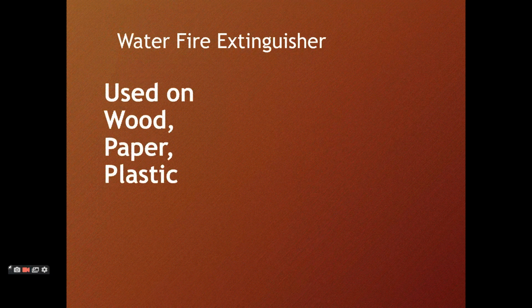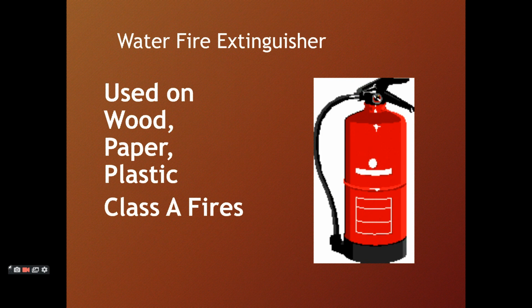So water fire extinguishers, where can we use them? We can use water fire extinguishers on wood, paper, plastic, all the solid materials. That is class A fire. Whenever you are using any water extinguisher, please make sure that you don't use it on any liquid fire, any gas fire or any electricity fire. So do not use water apart from class A fire.